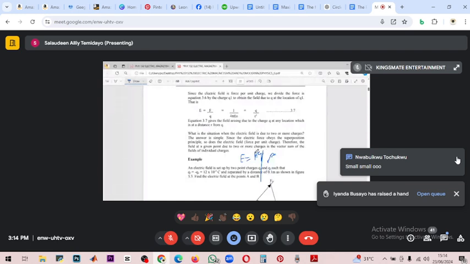So KQ divided by R squared, where K is 1 over 4 pi epsilon naught. So that is the formula for electric field. E equals 1 over 4 pi epsilon naught Q over R squared. We also call it electric field intensity. It is the force per unit charge.